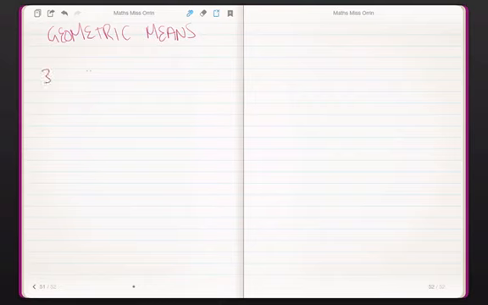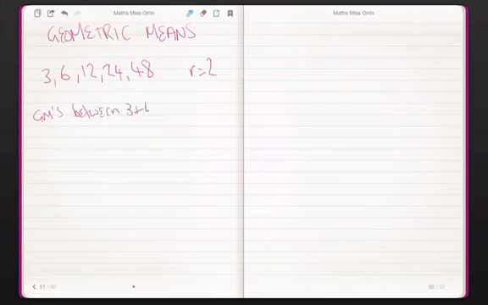So if the sequence is 3, 6, 12, 24, 48, we know that R is 2 because it's being multiplied by 2 each time. Each one is doubled, okay? But what we're going to say is that all the geometric means between 3 and 48 are all of those ones in between, 6, 12 and 24, okay? These are the geometric means between 3 and 48 because they are going up by a common ratio, okay? They're not going up by a common number, but they are being multiplied by 2 every time, so there's a common ratio between them all.